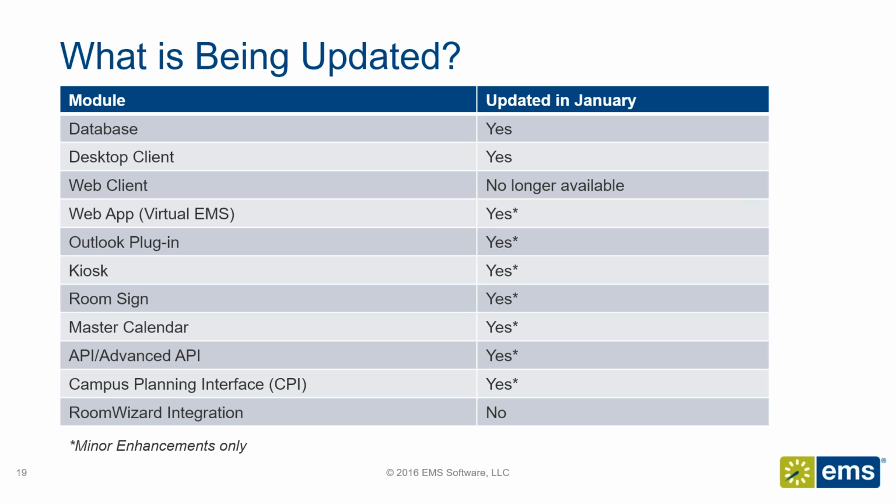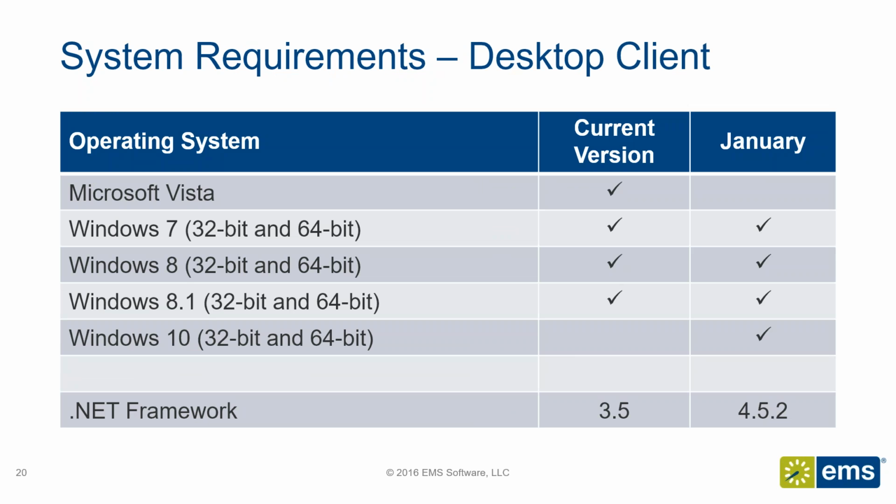So you notice I have database, desktop client, virtual EMS, Outlook plugin, kiosk, all of them marked as yes when it comes to being updated. This also means that when you are looking to move to this release, you need to keep in mind that you need to update all the components and modules at the same time. You cannot just update the desktop client and not update the database or vice versa, and that applies to all components in this list.